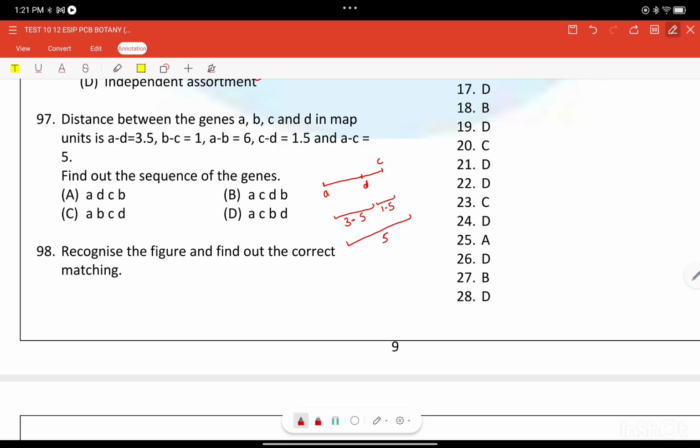And what is left? A and B. A and B is 6. So the answer would be A, D, C and B. B is there. So it will be 1. Total 6. A, D, C, B.